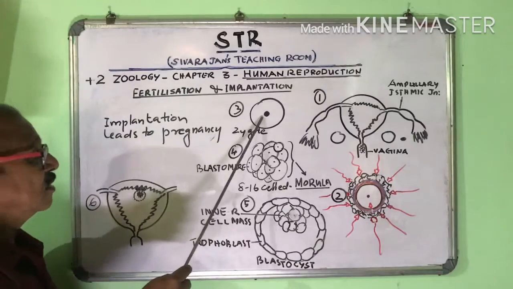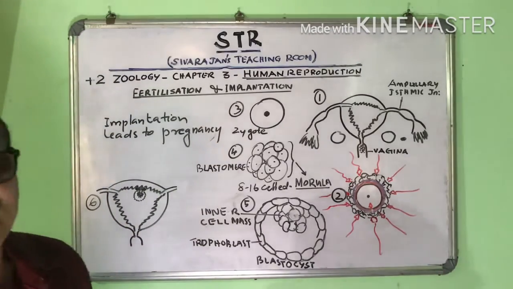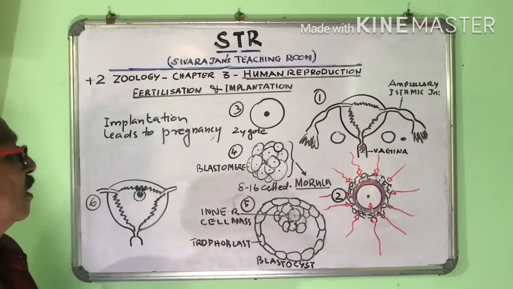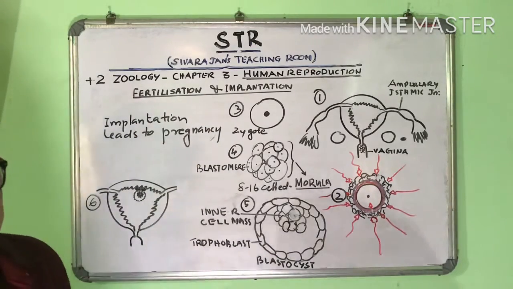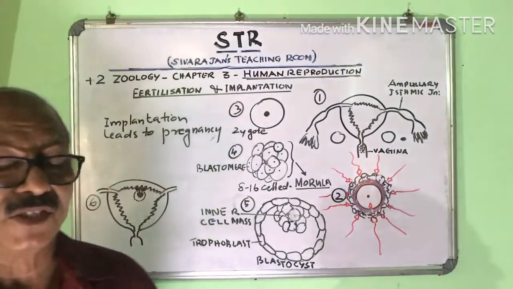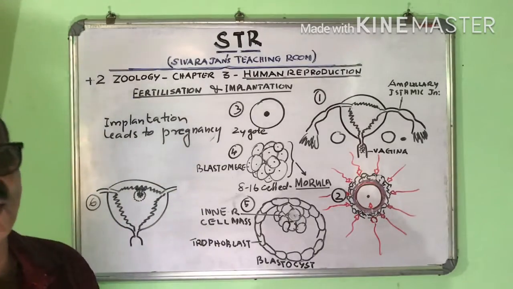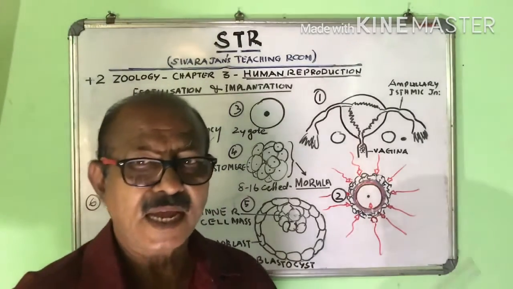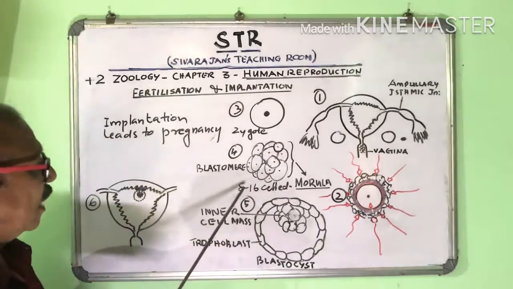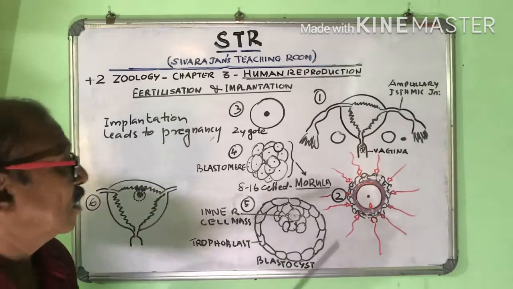Now this cell, the zygote, undergoes repeated mitotic division. This repeated mitotic division of the zygote is also called cleavage. So the zygote undergoes cleavage and one cell becomes 2, 2 becomes 4, 4 becomes 8, 8 becomes 16, like that. The 8 to 16 celled stage is called morula.